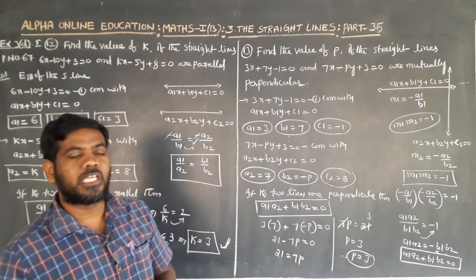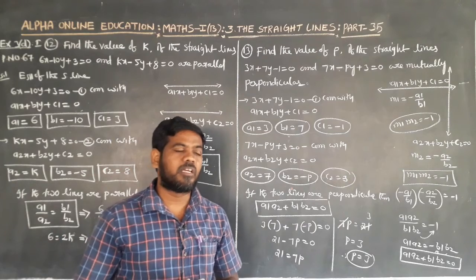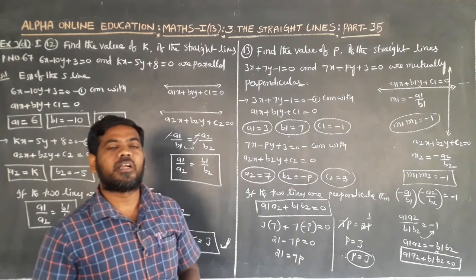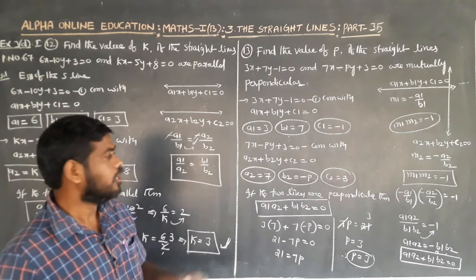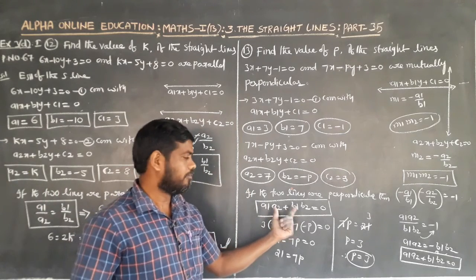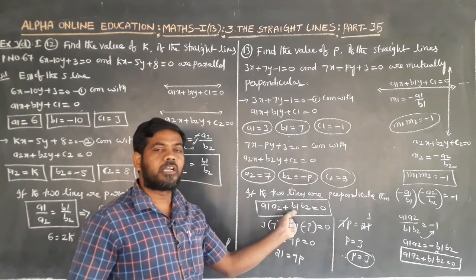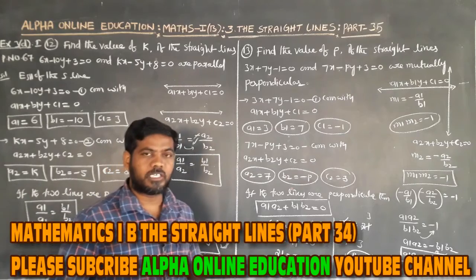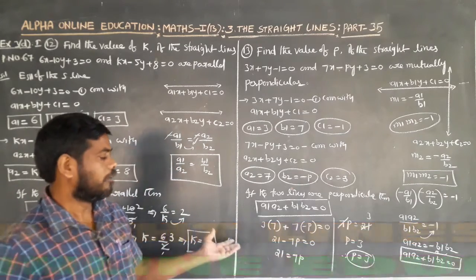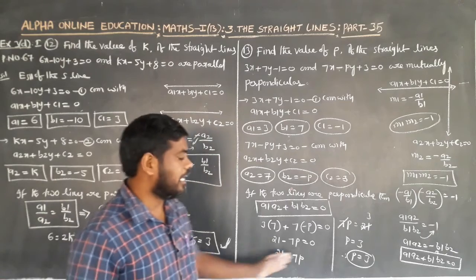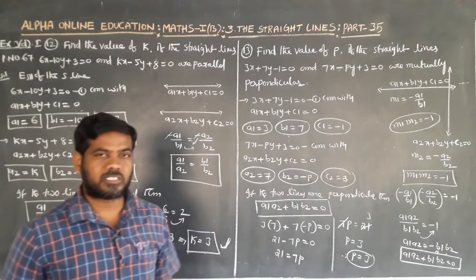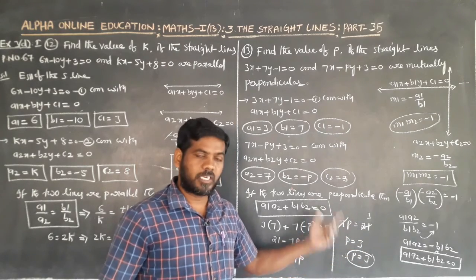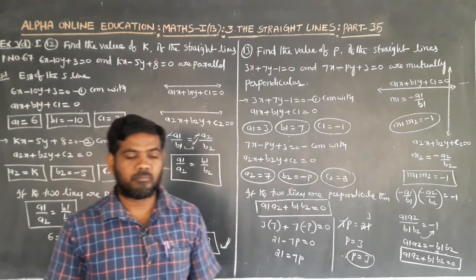Given lines comparing with the first line, find the values A1 B1 C1. Second line comparing with the second line, find the values A2 B2 C2 and substitute in the given formulas. This is the perpendicular condition. This is the parallel condition. Substitute A1 A2 B1 B2 values and find the values of K and P. This is the process. Very important problems. Most of all, very important problems. Similarly, try a number of problems.